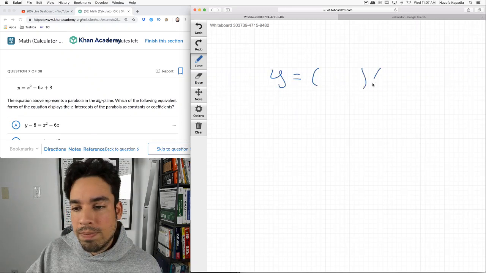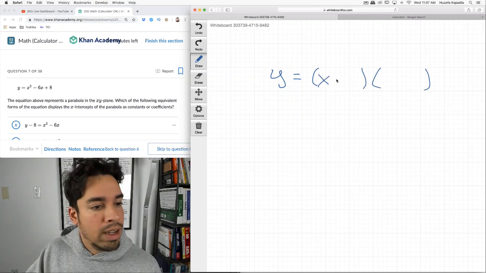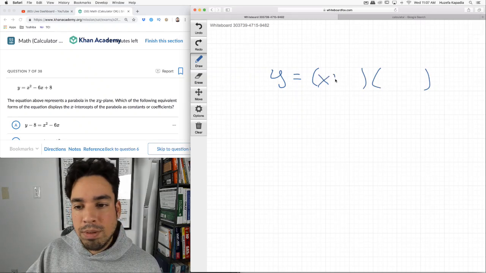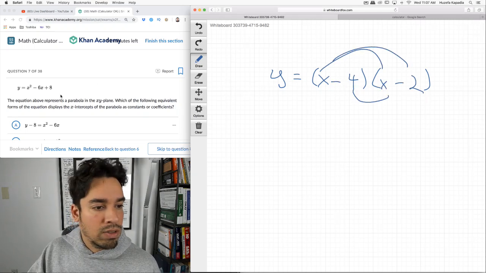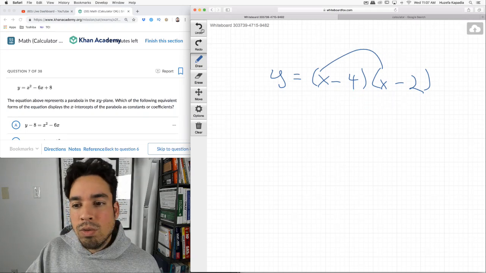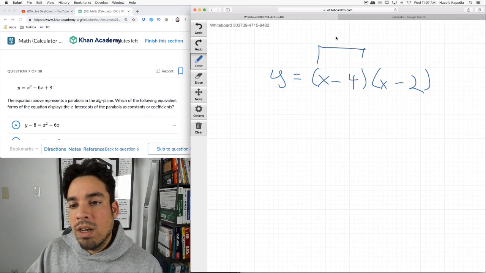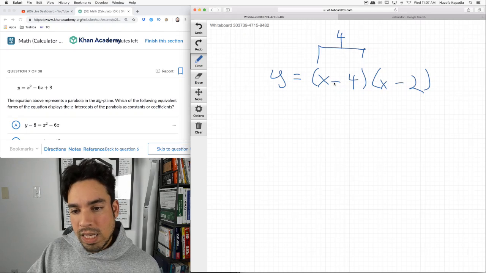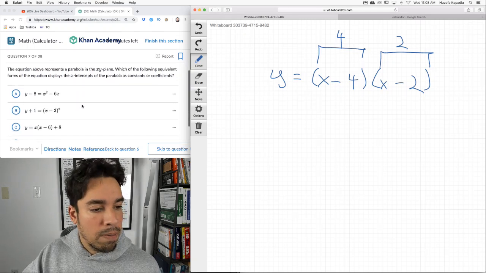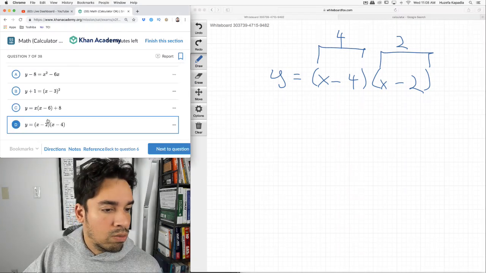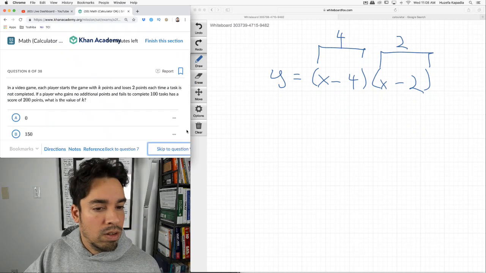Y equals x minus 4, x minus 2, because then we get x squared, negative 2x, negative 4x, that gives us negative 6x, positive 8. The reason why this shows the x-intercepts is because when x equals 4, that's an x-intercept. When x equals 2, that's an x-intercept. Basically, whatever sends this to 0. So that's what we want. You just have to understand what they're asking. Next.